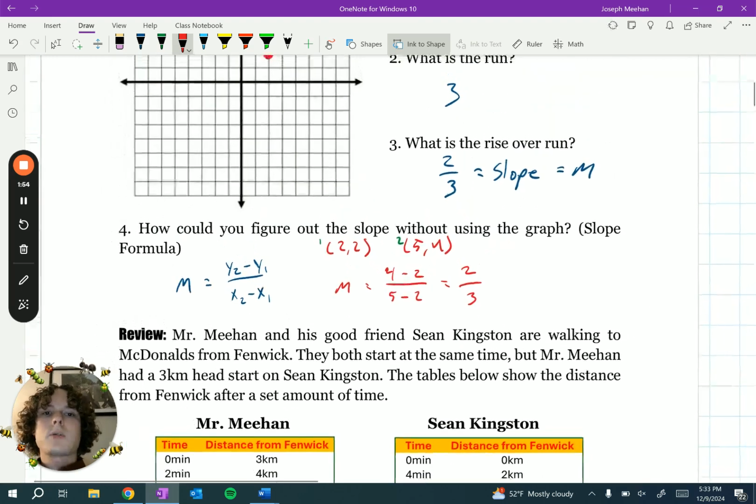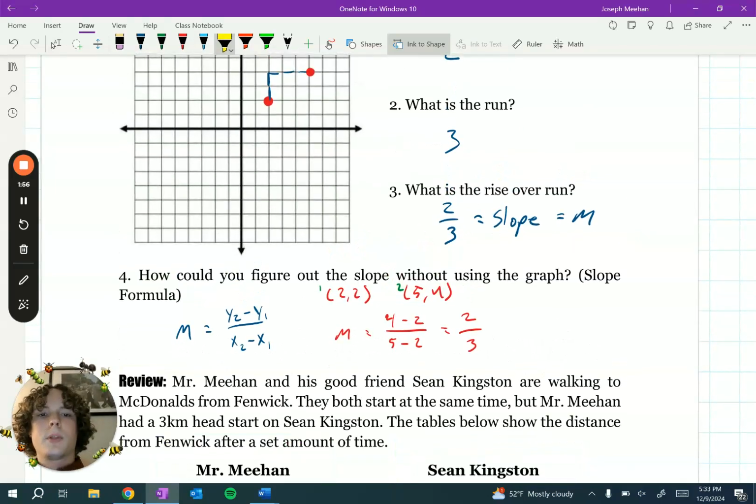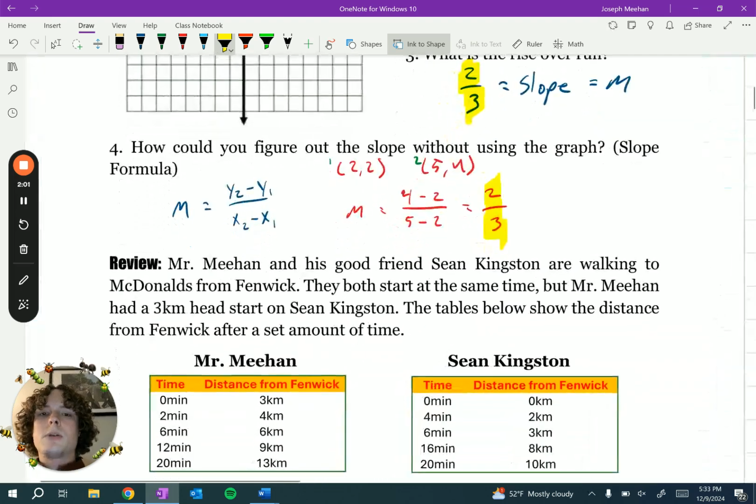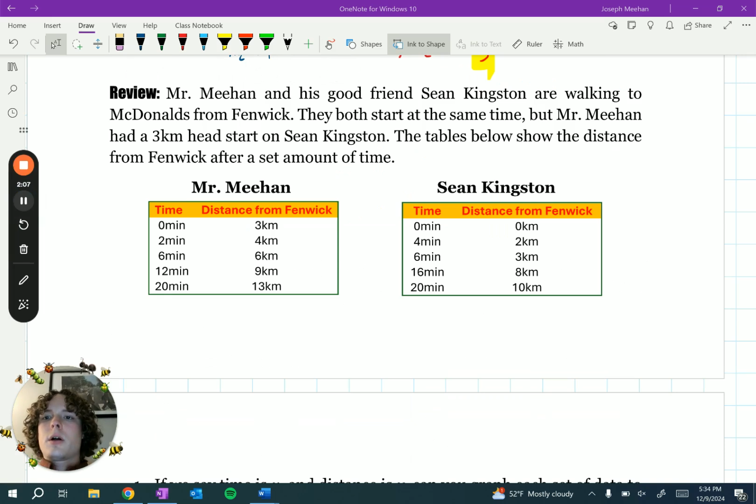So 4 minus 2 is 2, 5 minus 2 is 3. So we get 2/3, and that's what we got earlier when we did rise over run, right? This matches up to this, so we know our formula works. So whenever we're given 2 points and it says, find the slope of these 2 points, we can use the slope formula, okay?